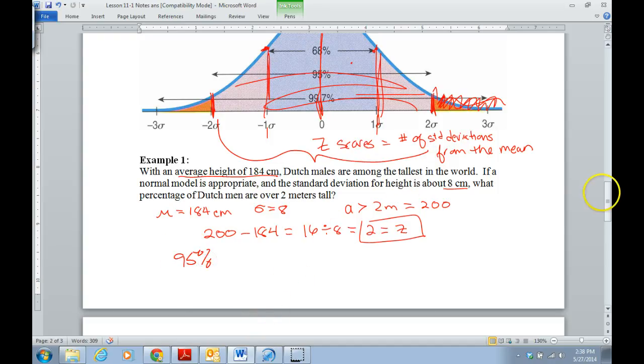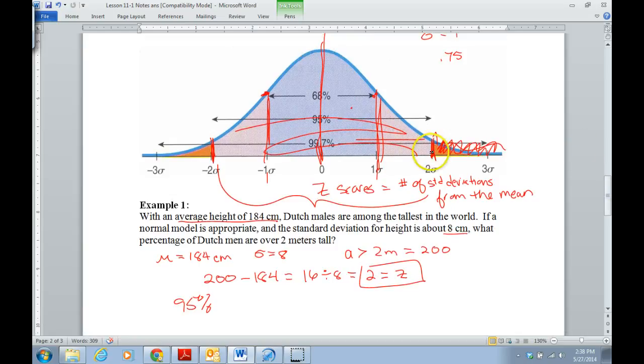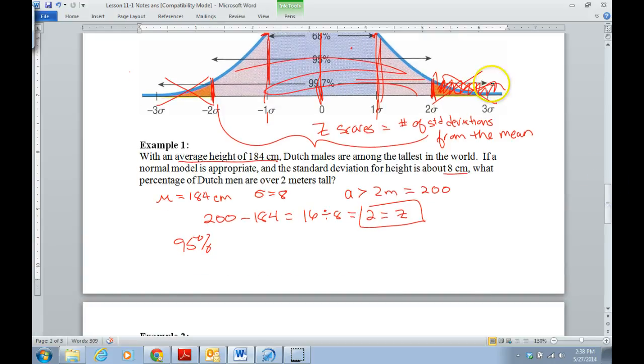Okay? We also know that 100 minus 95 gives us this section right here and this section right here. Do you guys see why I'm getting that? Then you have to divide by 2. So we just need to find this little section. So 100% minus 95 is 5%, correct? And that's for both of these tails together.